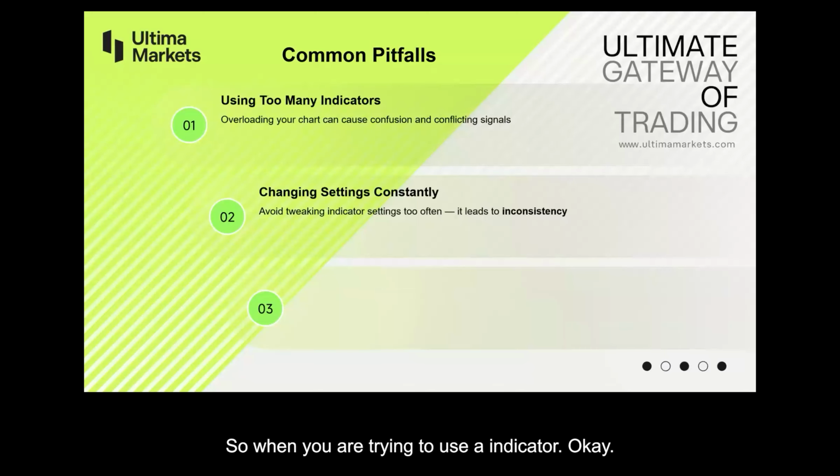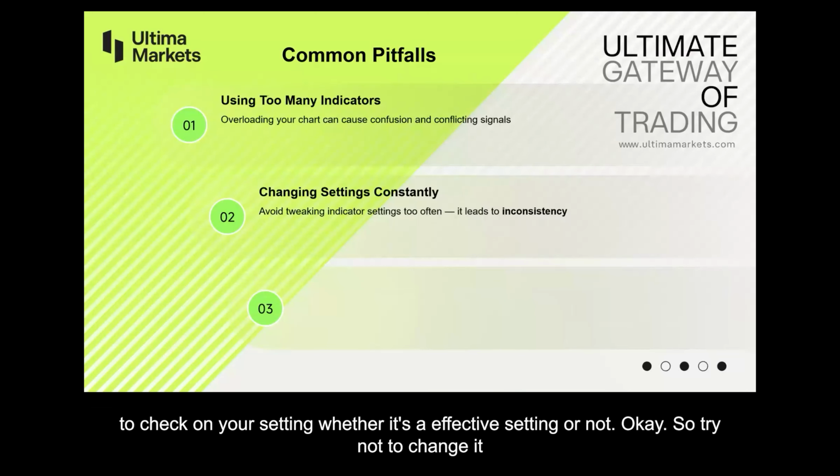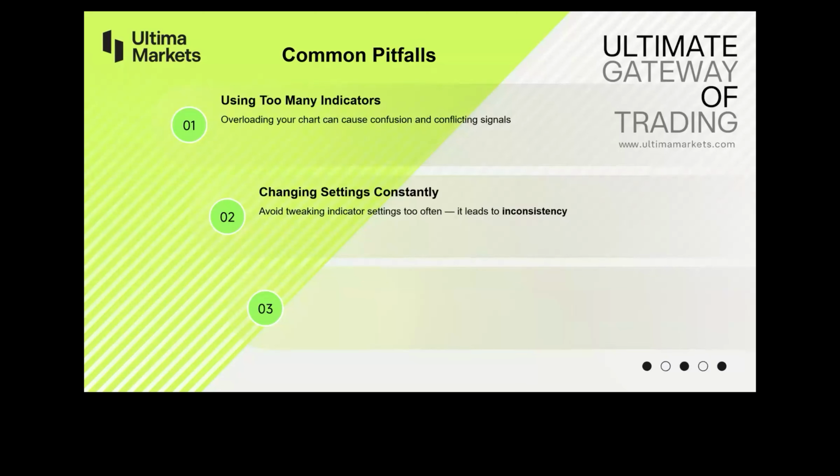So when you are trying to use an indicator, when you are making up a setting, try to fix it for a period of time and then run it on a test for a period of time, or you can do it on a back test, to check whether it's an effective setting or not. Try not to change it constantly or keep on tweaking it. Fix it for a period of time, run it, and only then you change it or optimize it. So this is what I suggest you do.